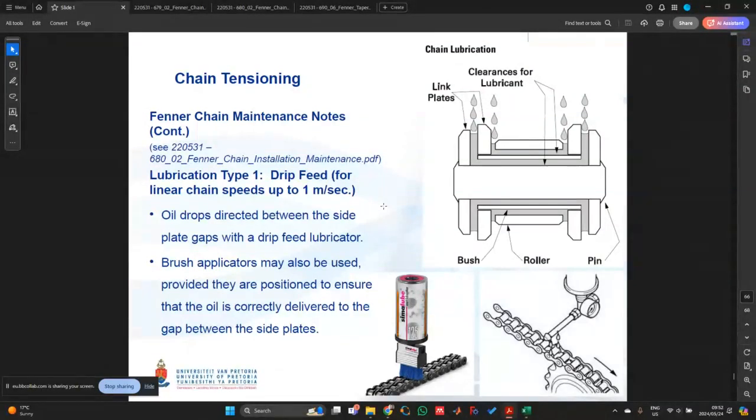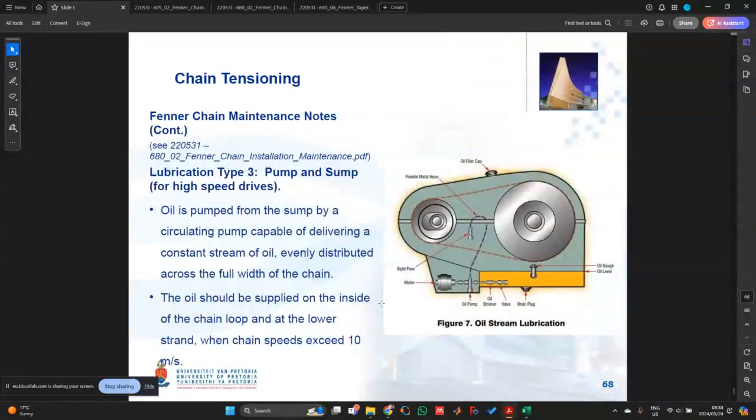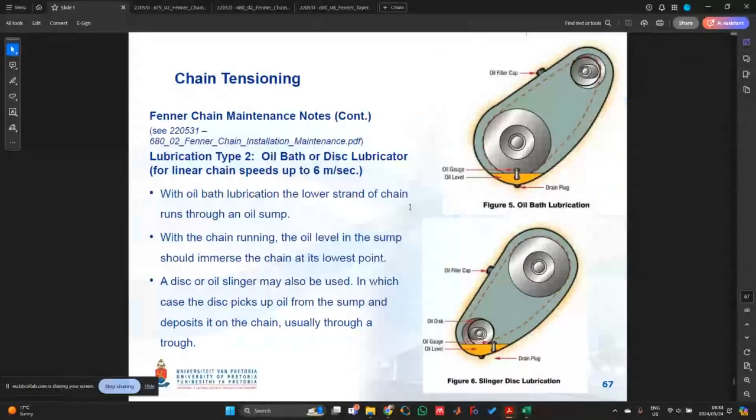Your number of teeth on the driver and driven sprocket will depend on whatever your speed ratio is. So you might very well get a speed ratio where you have an uneven or odd number of sprocket teeth on both your driver and your driven sprockets. Okay, so just take note of that as well. So I think that more or less sums up what we wanted to do for Fenner chain maintenance and the chain drive slides.